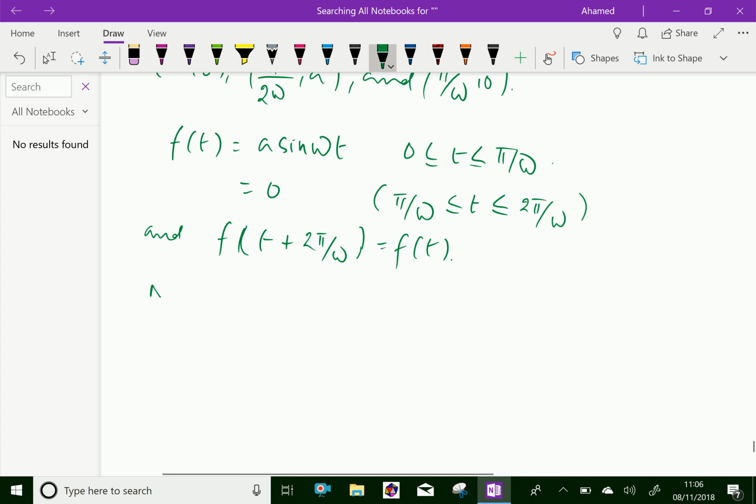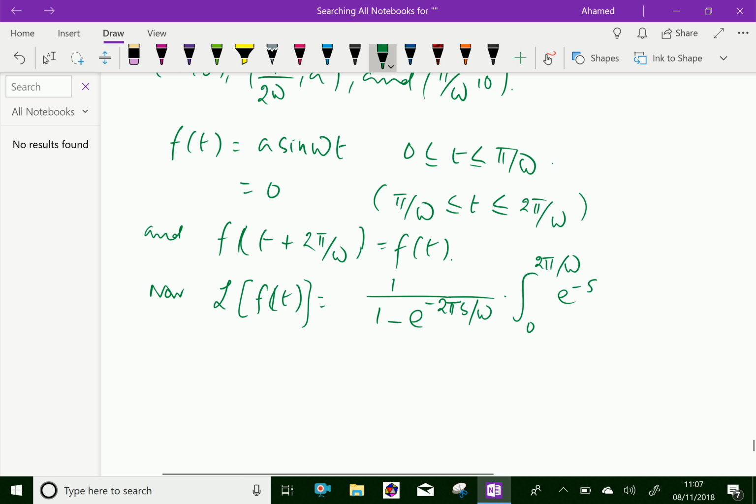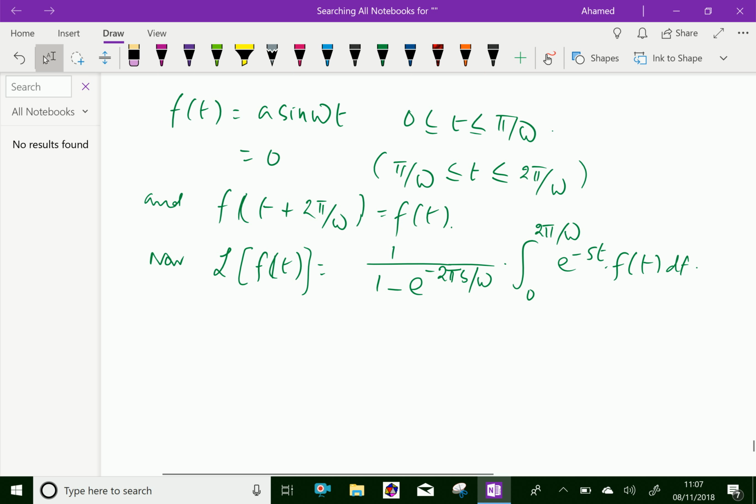Now Laplace transform of f of t equals 1 over 1 minus e power minus 2 pi s over omega into integral of 0 to 2 pi by omega e power minus st into f of t dt. Because it is a periodic function f of t, therefore Laplace transform is like that.